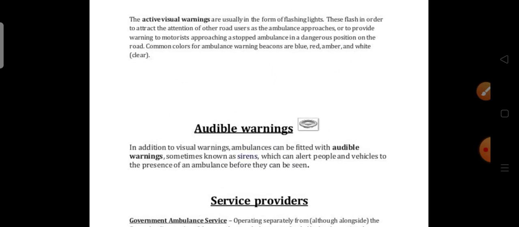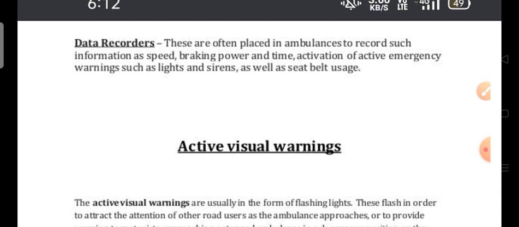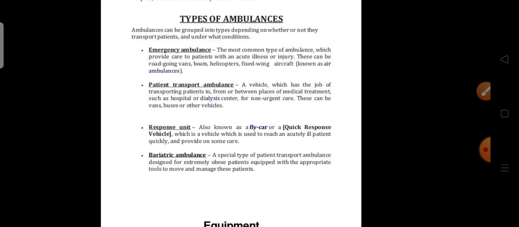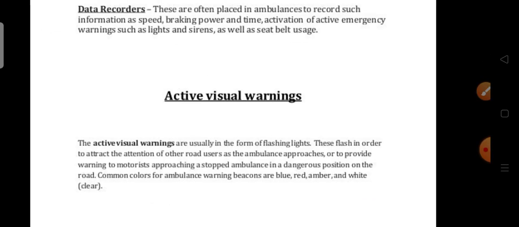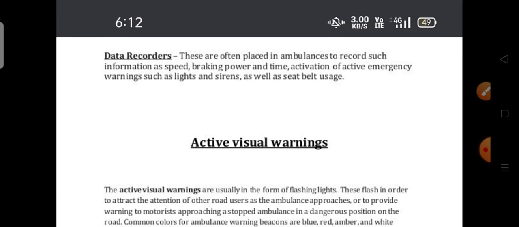Next, other ones are data recorders. These are often placed in ambulances to record information such as speed, braking power and time, activation of active emergency warnings such as lights and sirens, as well as seat belt usage. So data recorders are also available. We have seen two-way radio, trauma lighting or air conditioning, and next one is data recorders. They record speed, braking power, time. Within an average of 15 minutes it will take to reach the information from the patients to the ambulance service members.